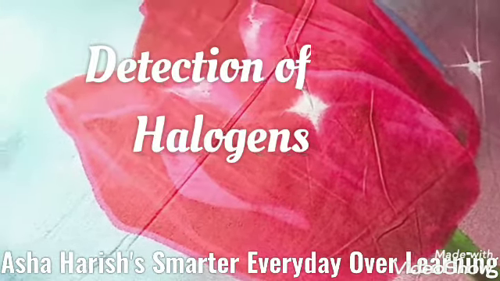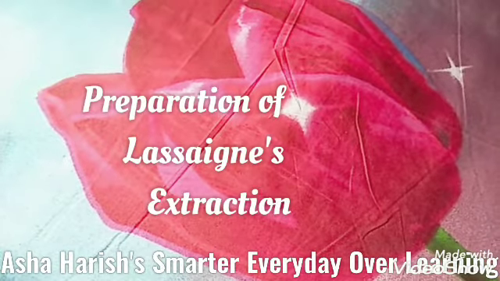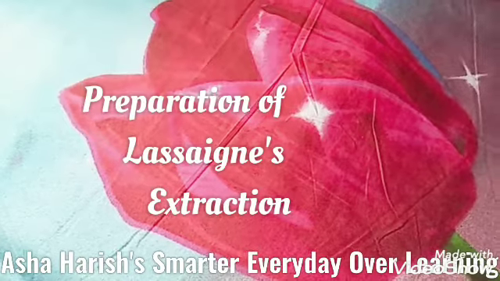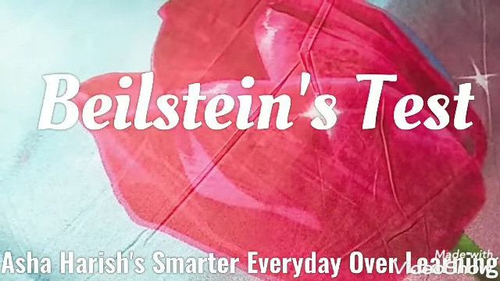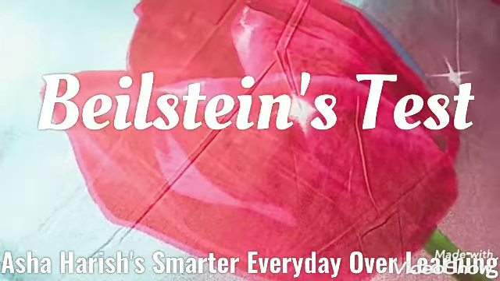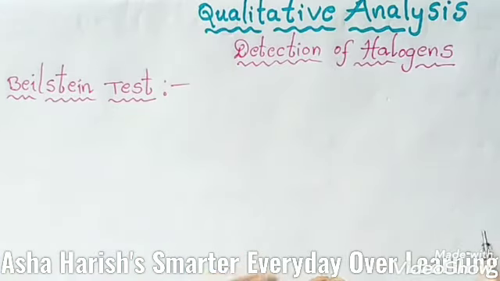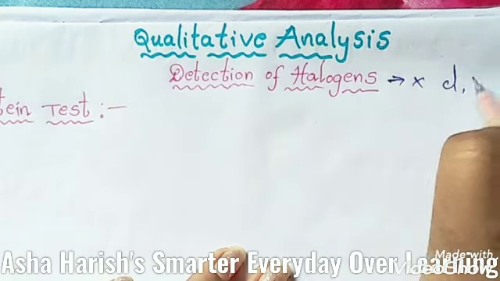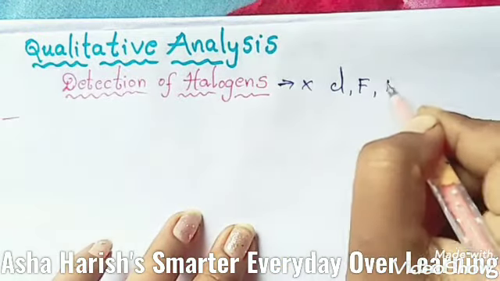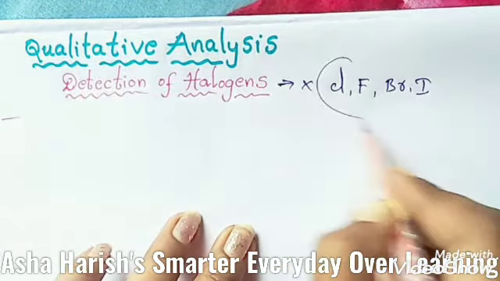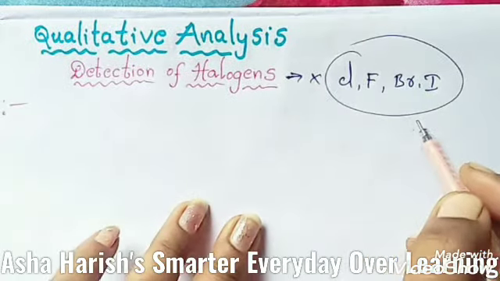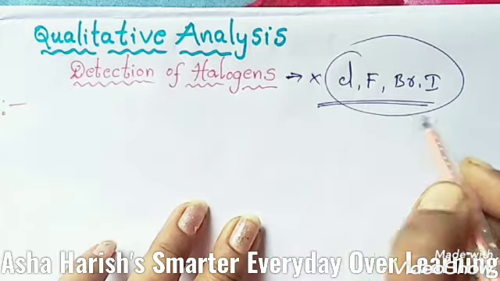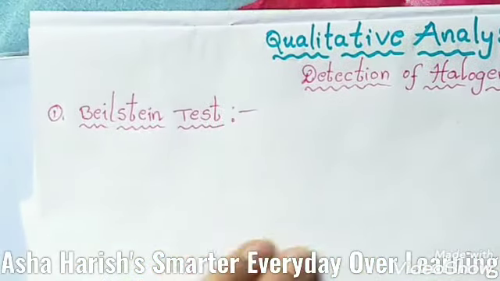that again the Lassaigne extract preparation, and by using that Lassaigne extract what we have to do to detect the halogens, and the Beilstein test also, let's see in this session. In this qualitative analysis, the detection of halogens means, as you know very well, chlorine, fluorine, bromine and iodine. If these are present in the organic compound taken, what we have to do and how we can detect them, let's see now. Beilstein test.